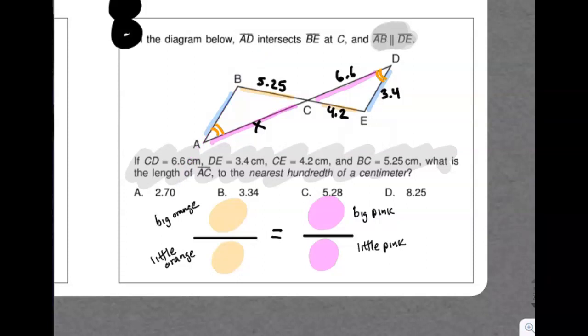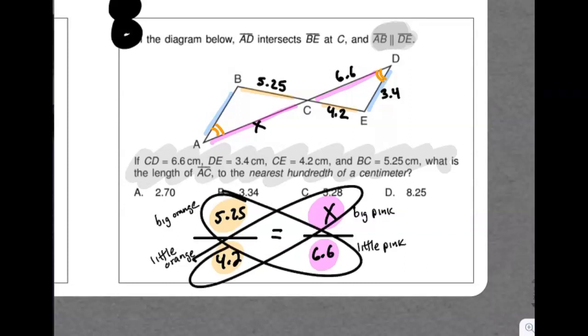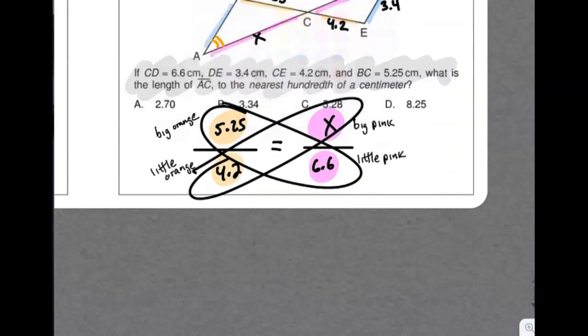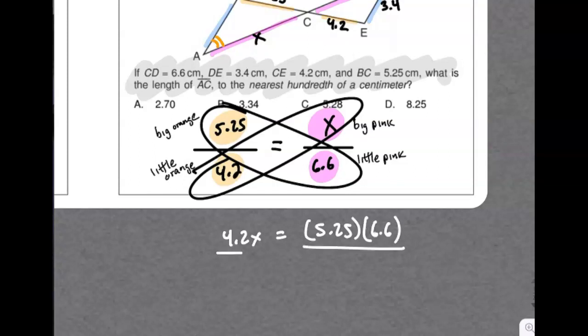So see what I did here? I have big orange, which was 5.25, over little orange, which was 4.2. Big pink, I don't know, is x, and little pink is 6.6. So if you cross multiply there, you get 4.2x equals whatever 5.25 times 6.6 is, and then I'll divide both sides by 4.2, and that would be your answer.